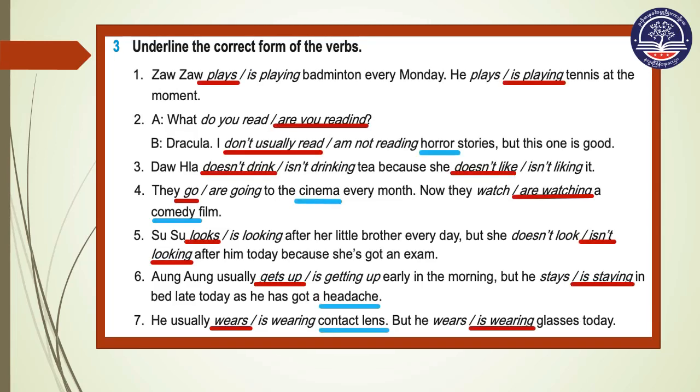Now let's check our answers for exercise number 3. Underline the correct form of the verbs. Number 1: Zozo plays badminton every Monday. He is playing tennis at the moment. So over here, how do you know the answer is plays? Is there a clue? Yes, every Monday. Because of this phrase, every Monday, it happens regularly. So if it's an action that happens regularly, you have to use the present simple.